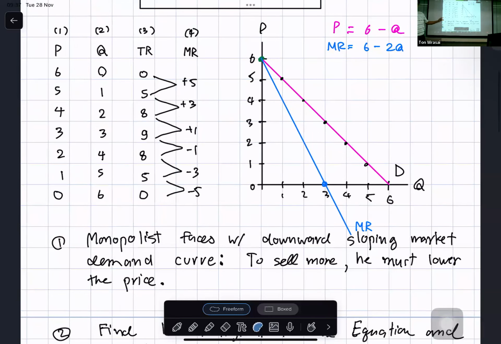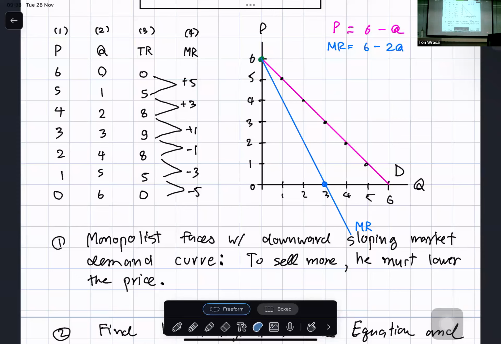I want you to observe this. If you put Q equal to 1 into MR, you got 4, correct? Q equal to 2, 6 minus 4, 2, correct? Q equal to 3, MR equal to 0. And this is a specification of this one. But you don't see 4, 2 or something here. Where is it then?